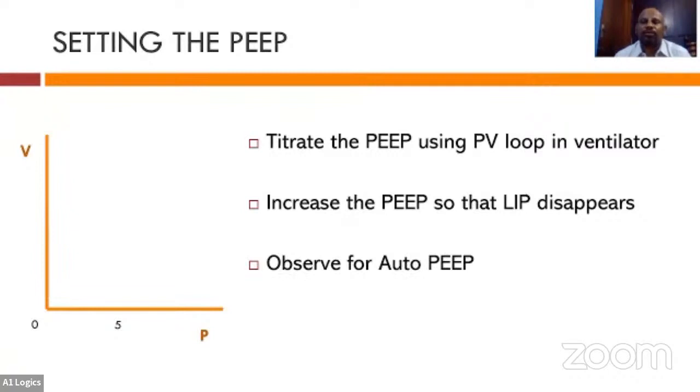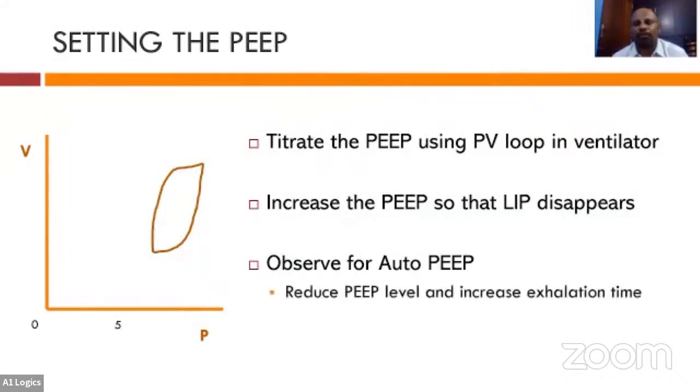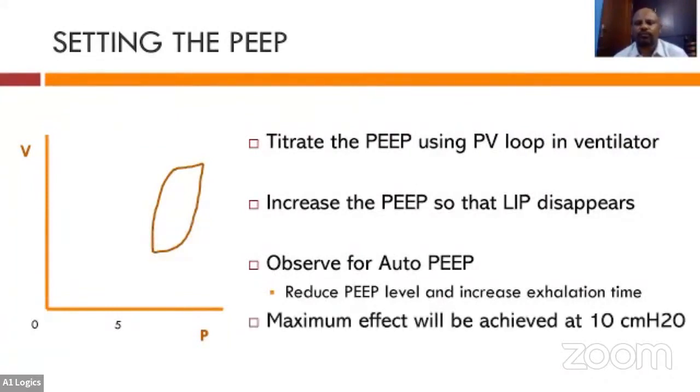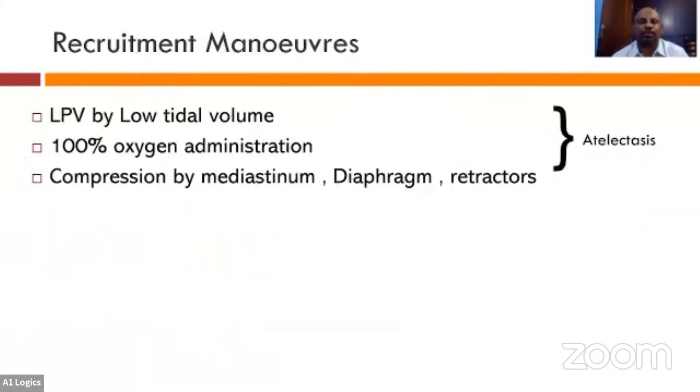And you have to observe for auto PEEP. Don't adjust anything. Keep observing for a few breaths. Suppose the PV loop starts going more and more above the 5 centimeter water, it means that auto PEEP is setting in. At this point, you will have to reduce the PEEP level or increase the exhalation time. It is especially very important in patients who have obstructive type of lung diseases. And almost a maximum effect will be achieved when you set PEEP at 10 centimeter water, above which this PEEP will increase the shunt fraction. That is, it will divert the blood from the dependent lung into the non-dependent lung. So be very careful not to set high PEEP levels.